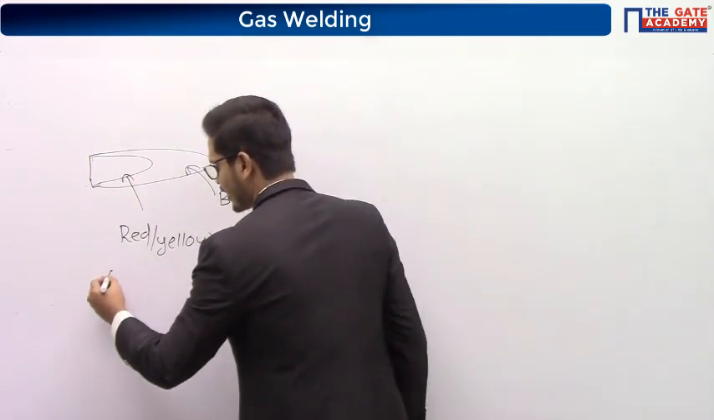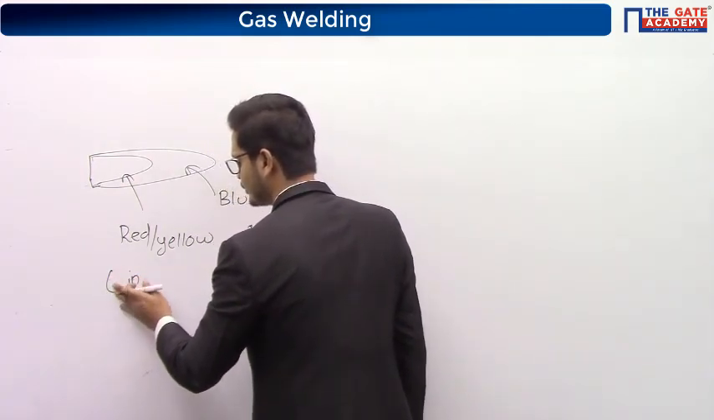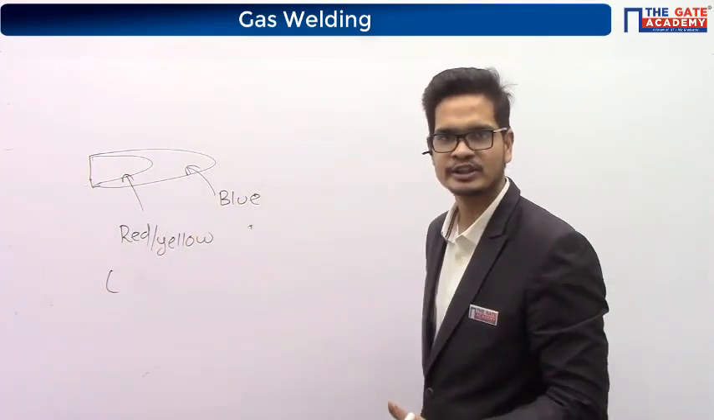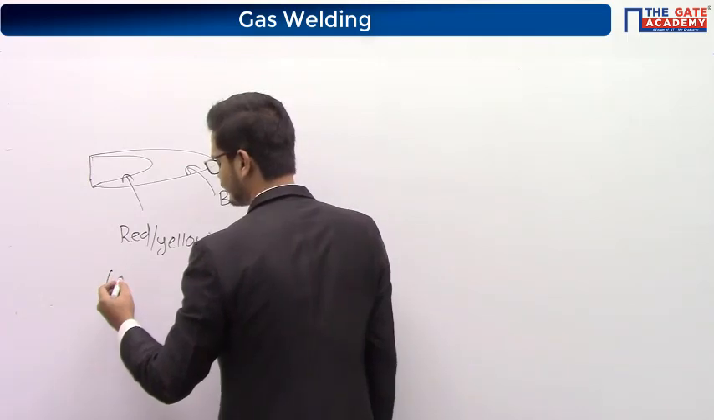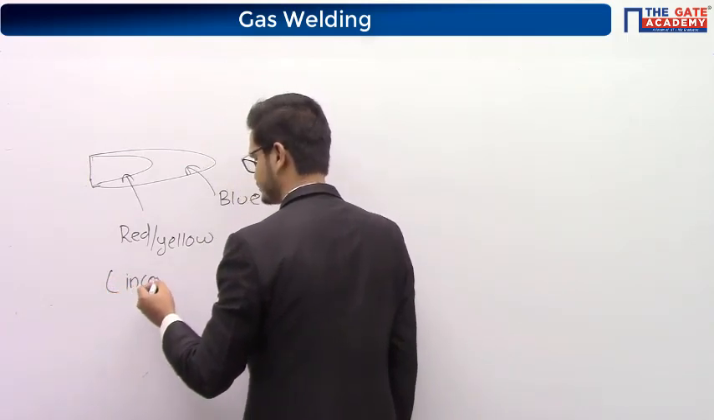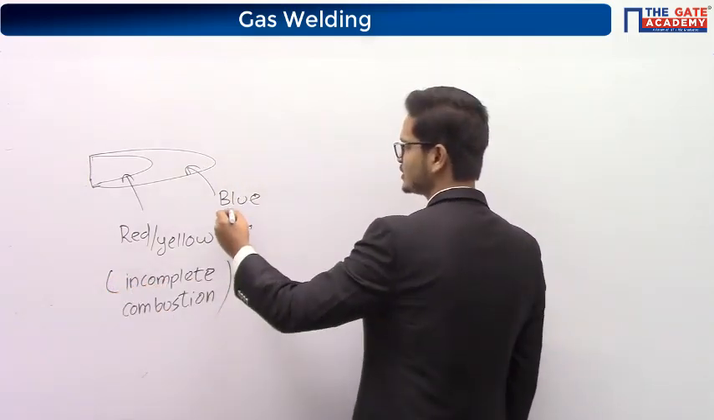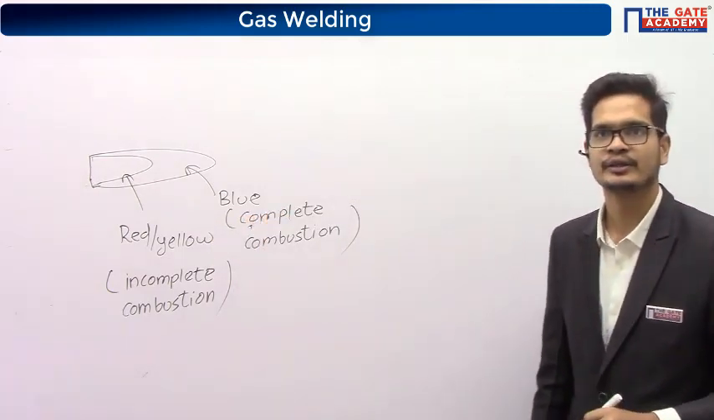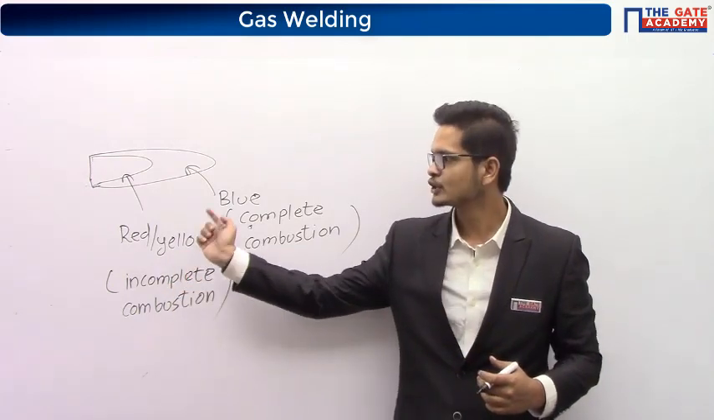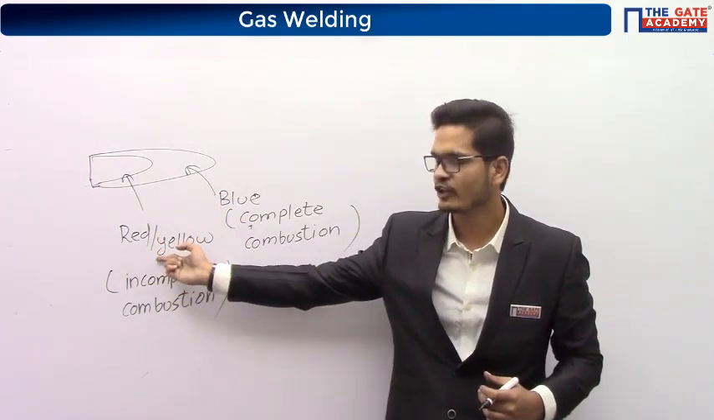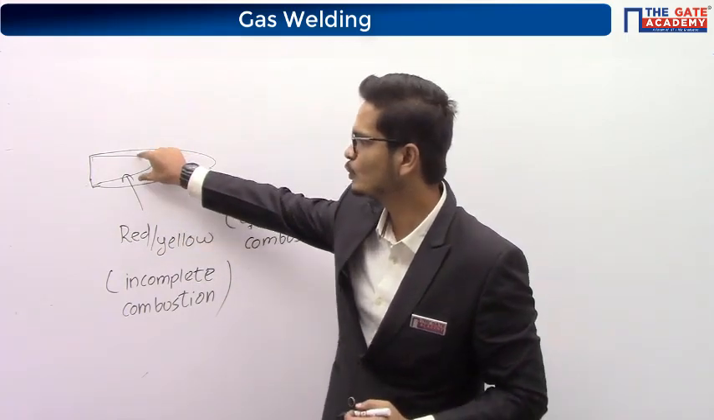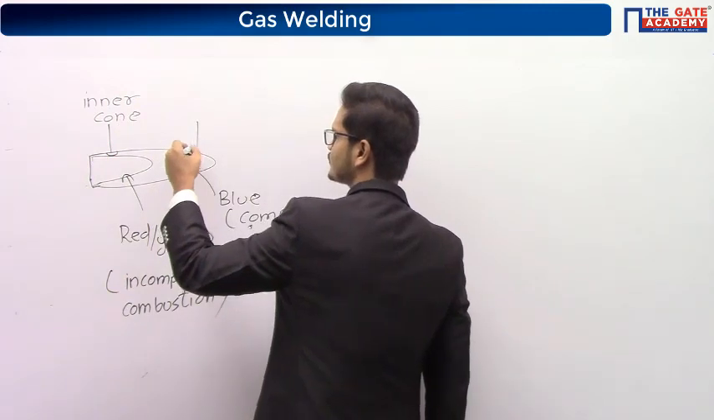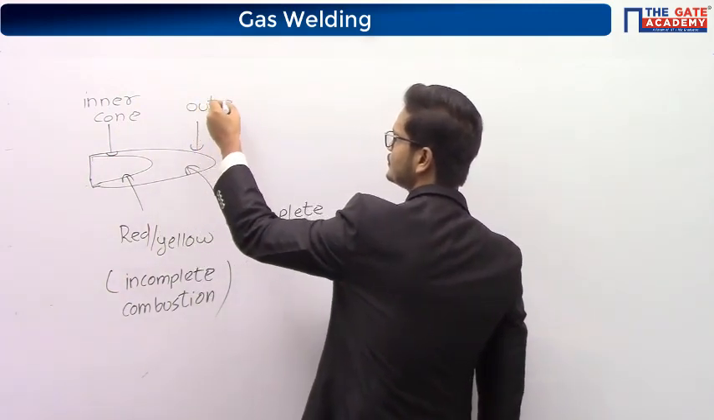Red or yellow signifies incomplete combustion. Red or yellow, it can be combined. Red plus yellow is orange, right? It signifies incomplete combustion. And blue signifies complete combustion. So the inner portion has this color. You can see there are two cones that are formed. This one is called the inner cone and this one is called the outer cone.